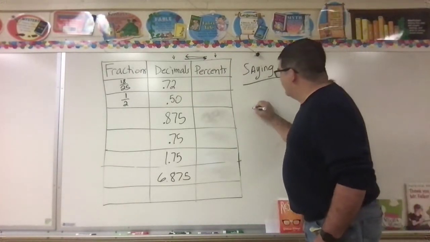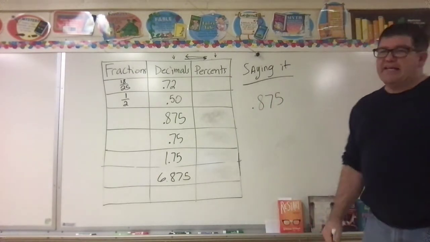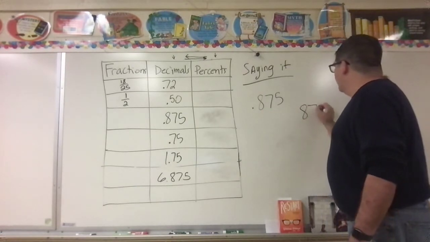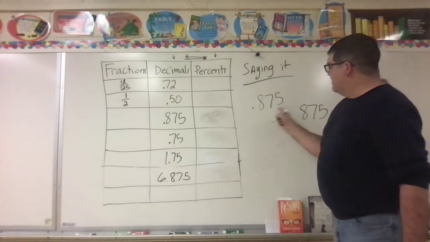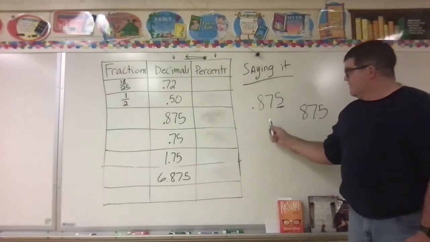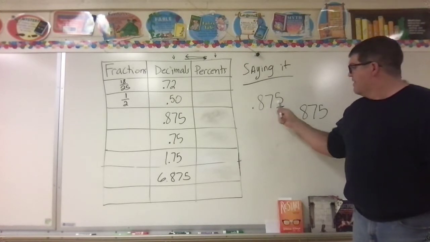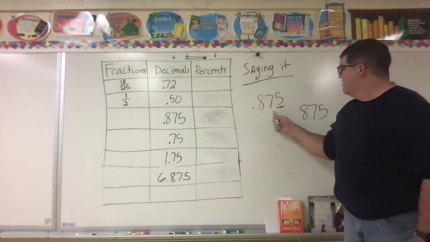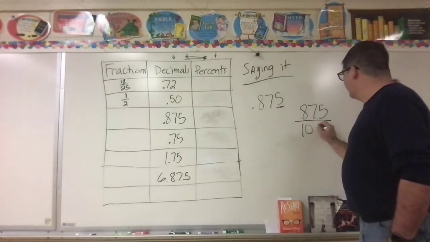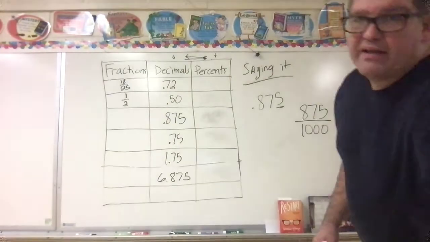Okay, this next one, 0.875. So this is 875. What's this place value? Well, this is the tenths, hundredths, thousandths. 875 thousandths. There you go. Now you just gotta simplify.